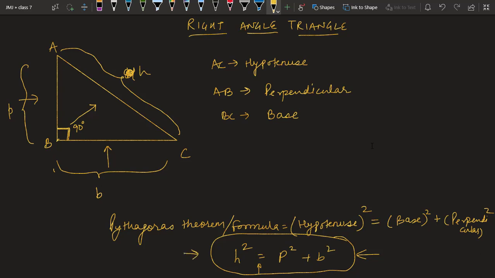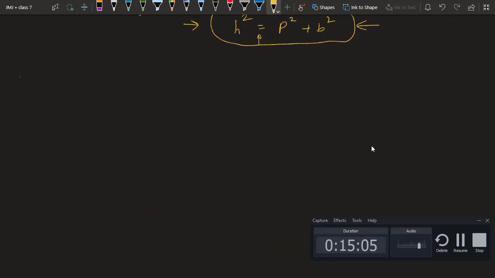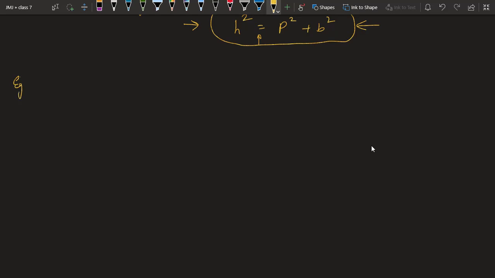which is hypotenuse square is equal to perpendicular square plus base square. In this we will find the unknown thing, whatever it is. Let's see an example. Example number 6. In this example, the question is saying triangle ABC is a right angle triangle. So let me draw the triangle first.